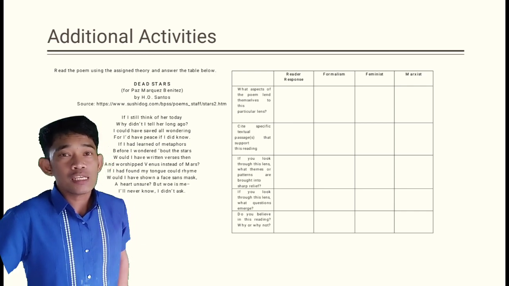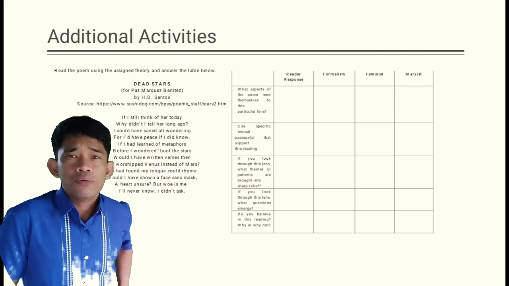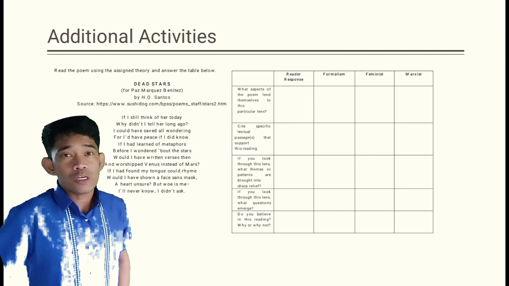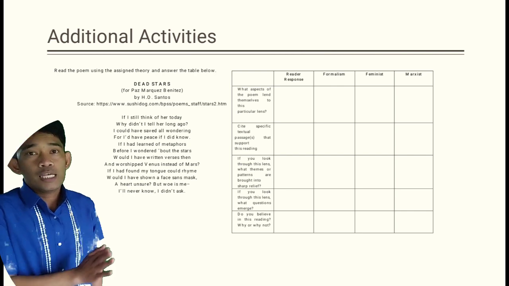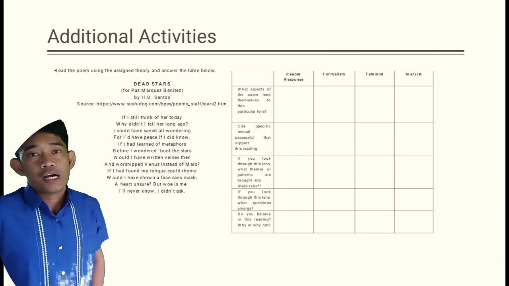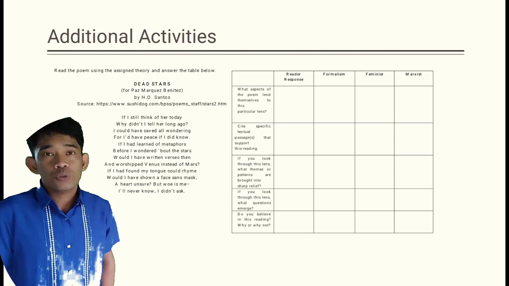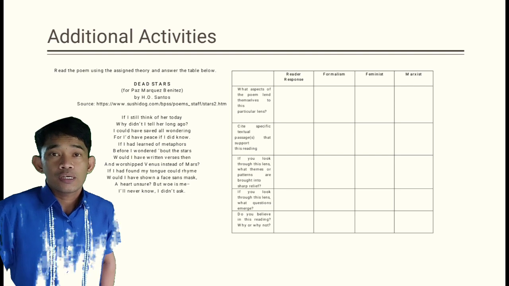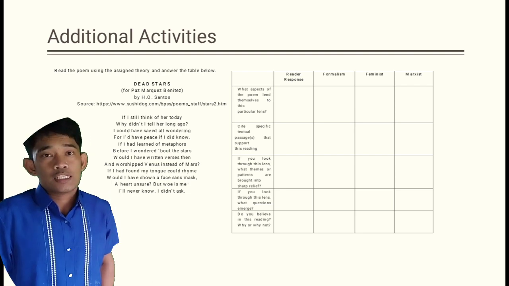For the next activity, we have here the additional activity. How are you going to accomplish this activity? By reading the poem on this side, try to accomplish the table on the other one. You are just going to go back to what we have discussed earlier in this video lesson for you to answer this activity.